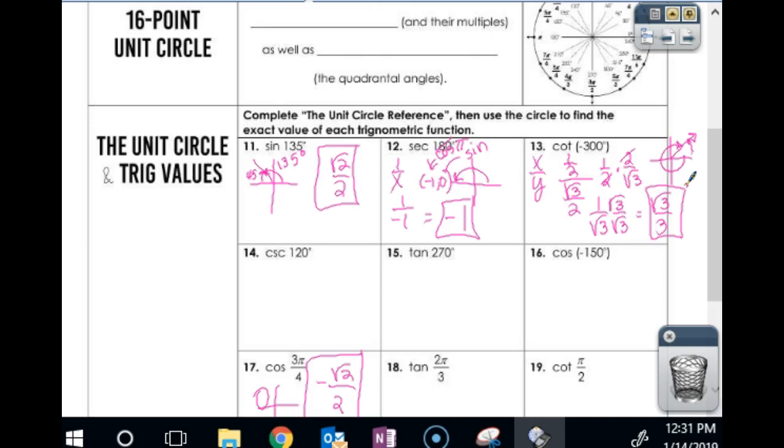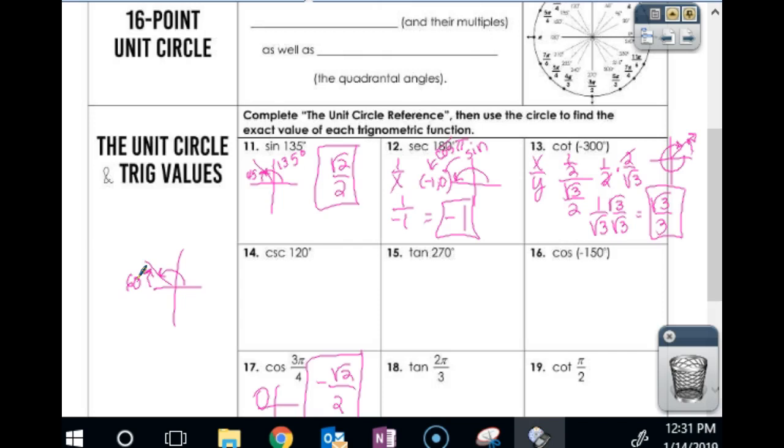The cosecant of 120. So which quadrant am I in? I'm in 2. So if I go 2, how many degrees to come up? It's 60, right? Because that's 180. 60 is here. Cosecant, which one is it?